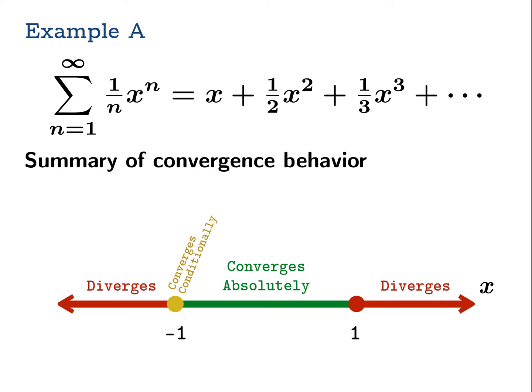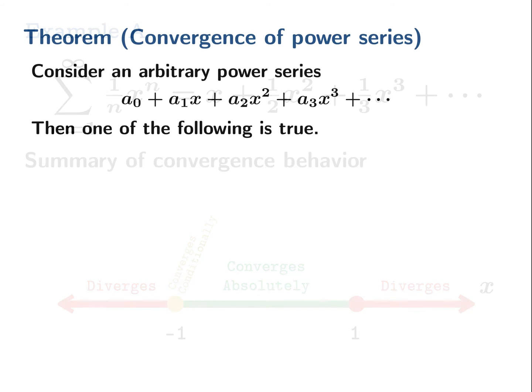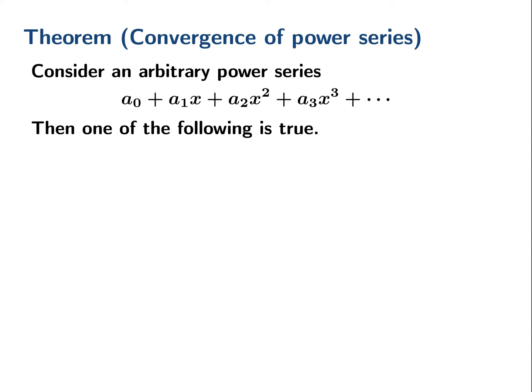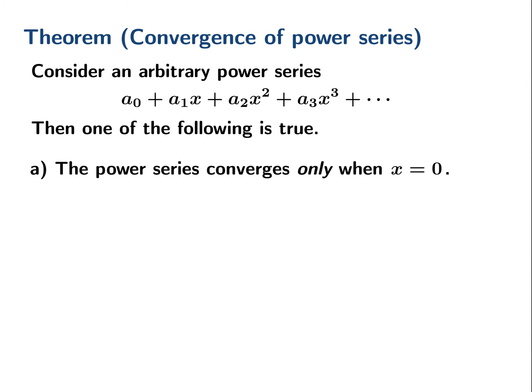And you should look at this picture, because you're going to see a lot of diagrams that look a lot like this for many series. In fact, let's look at the general theorem. So consider an arbitrary power series. We don't know anything about A0, A1, A2, and so on. They're just real numbers, arbitrary real numbers. Turns out, though, the behavior of the power series in terms of convergence just can't be that exotic. It's got to fit into one of three categories.